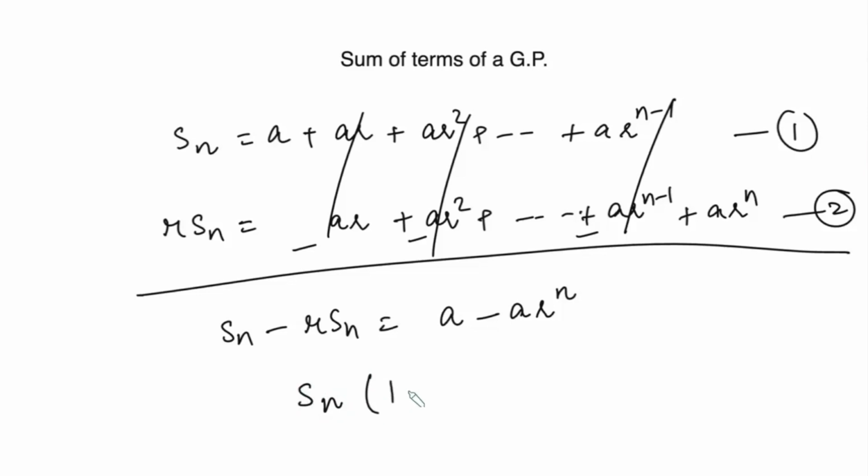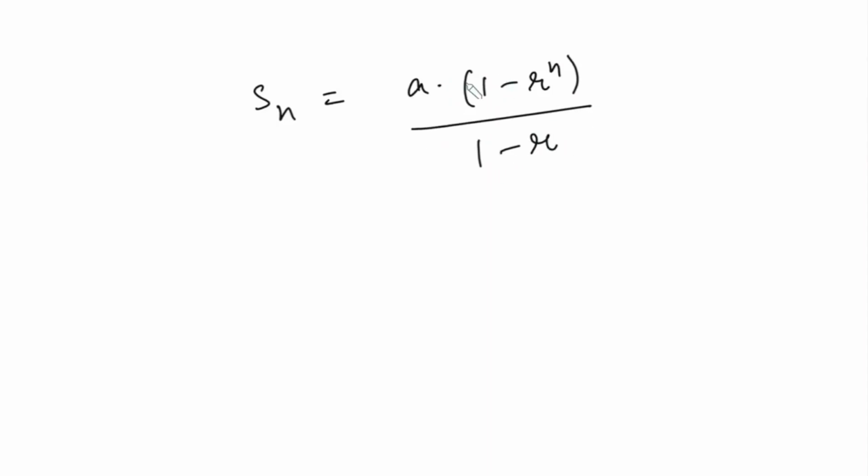So we'll be left with 1 minus r. And on the right hand side, you can take a common. So you'll have 1 minus r raised to the power n. And dividing both sides by 1 minus r, we get Sn is equal to a times 1 minus r raised to the power n divided by 1 minus r.